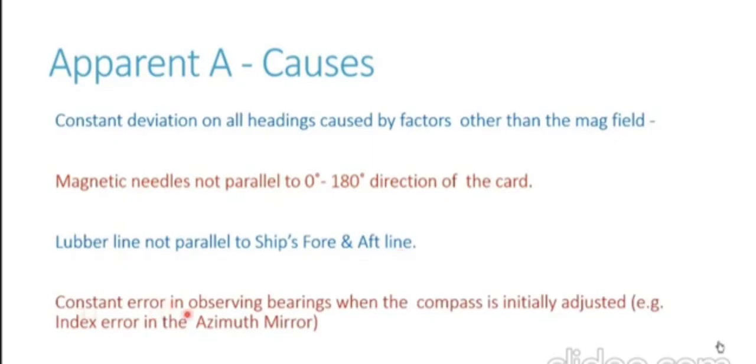Another reason could be a constant error in observing the bearings when the compass is initially adjusted. For example, there could be an index error in the azimuth mirror leading to a wrong deviation card. So when that wrong deviation is applied, you will get an error. So that's also a non-magnetic reason.